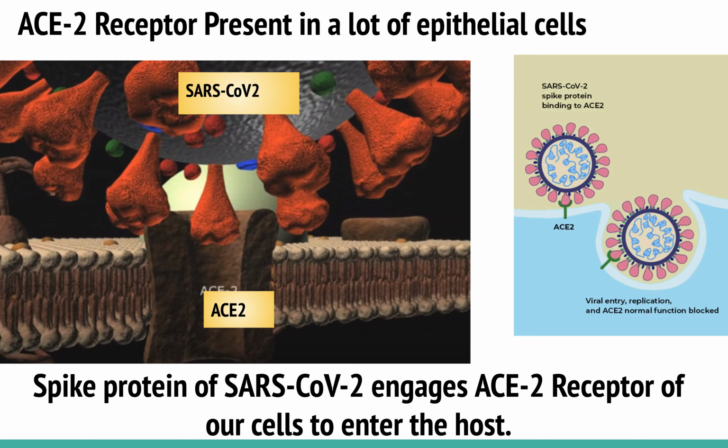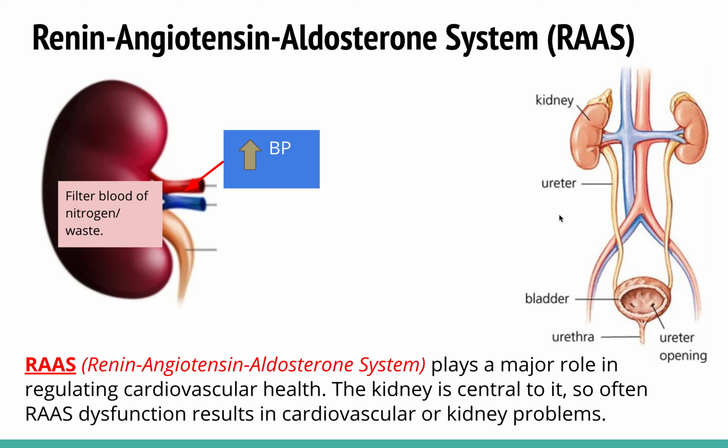Our epithelial cells, just reminding you, are the cells that cover the outside of our bodies and internal structures. So the spike protein of SARS-CoV-2 engages with the ACE2 receptor of our cells to enter the host. I already said that before, but this is just formally in your notes. Now, this becomes an issue because our ACE2 receptors happen to be present in all areas of our body that utilize what we call the renin-angiotensin-aldosterone system, also known as RAS, R-A-A-S.